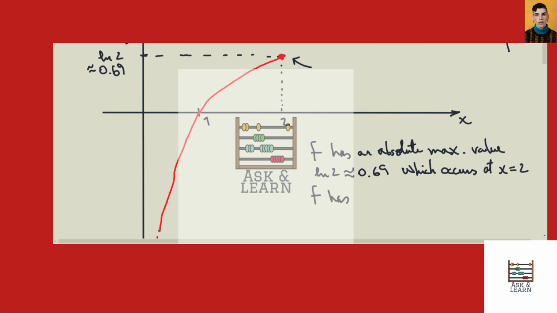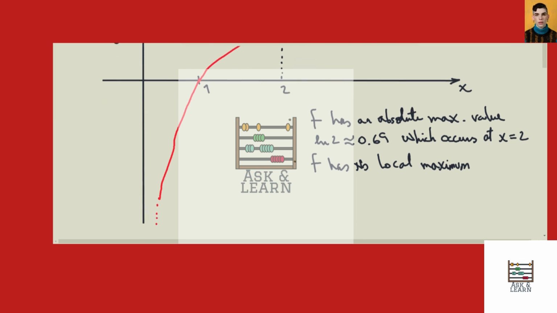F has no local maximum because inside the domain there is not a point which is locally the highest value of the function. And with respect to the minimum, F has no local or absolute minimum.